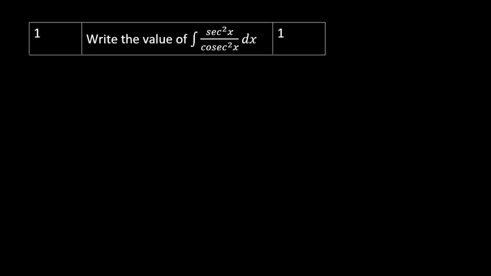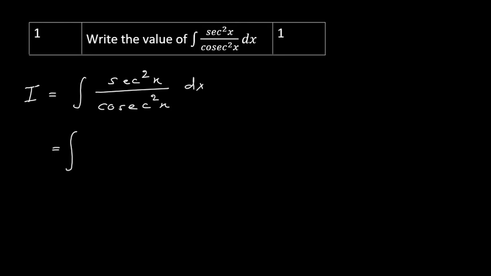The first problem is: write the value of integration of sec square x upon cosec square x dx. So we will start. I will write I equal to integration of sec square x upon cosec square x dx. Now this sec square x can be written as 1 upon cos square x, and this cosec square x can be written as 1 upon sin square x.